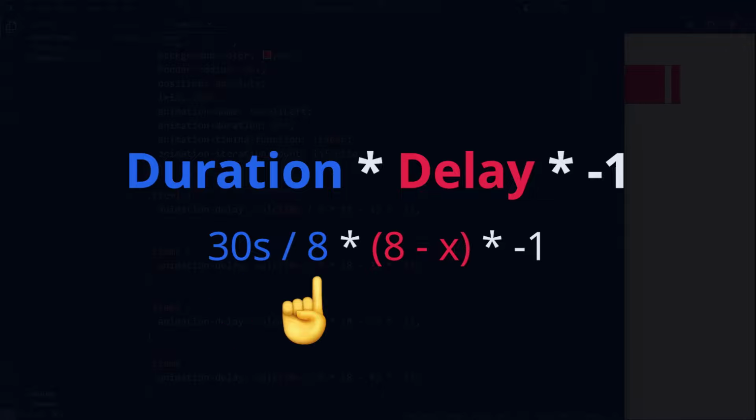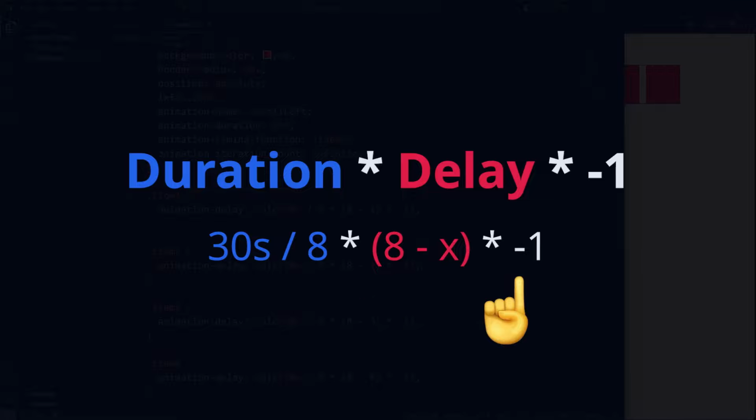And then 8 here is our total number of items. So if you have more or less than 8, it needs to match your total number of items. 8 minus 1 calculates the unique delay for item 1. Since item 1 is our first item, we say 8 minus 1. However, on item 2, we say that the delay is 8 minus 2, and so on. The 8 here is again our total number of items. If you have more or less, it needs to match your total number of items.